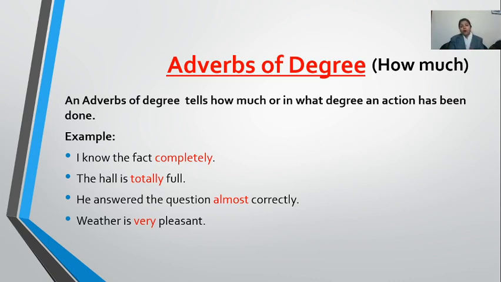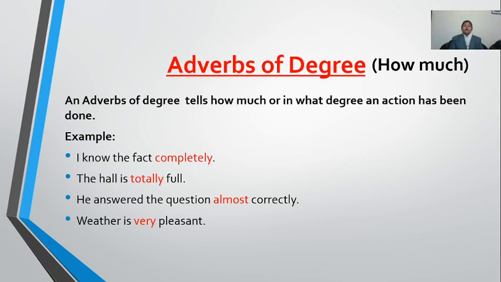Same as the hall is totally full. How is the hall full? How much? It is full totally. So here it is describing an adjective, children. Okay, so totally is your adverb of degree. Now, he answered the question almost correctly. How correct was it? Almost. So almost is your adverb of degree.